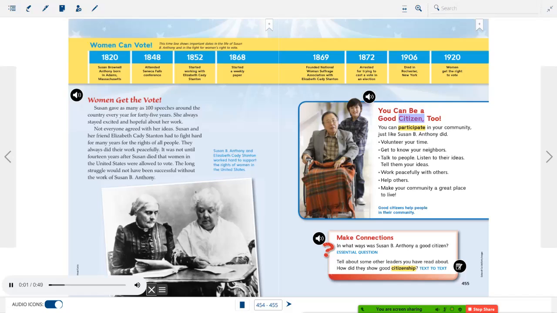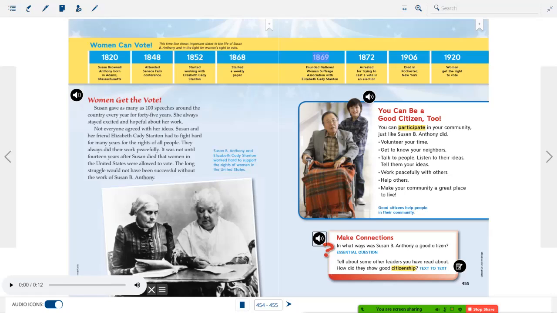You can be a good citizen too. You can participate in your community just like Susan B. Anthony did. Volunteer your time. Get to know your neighbors. Talk to people. Listen to their ideas. Tell them your ideas. Work peacefully with others. Help others. Make your community a great place to live. Good citizens help people in their community.